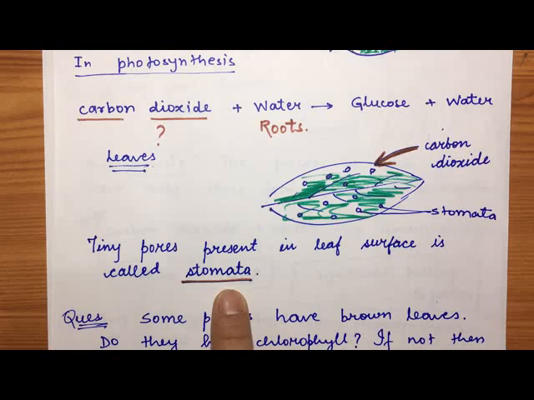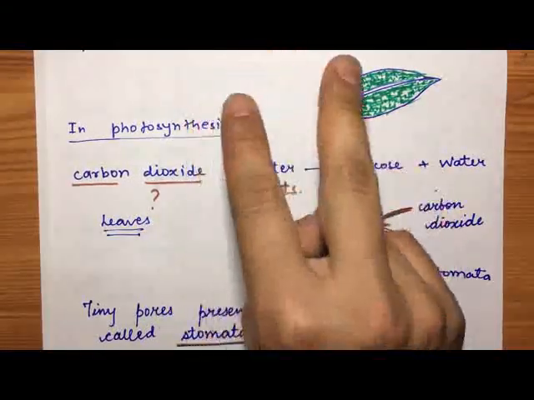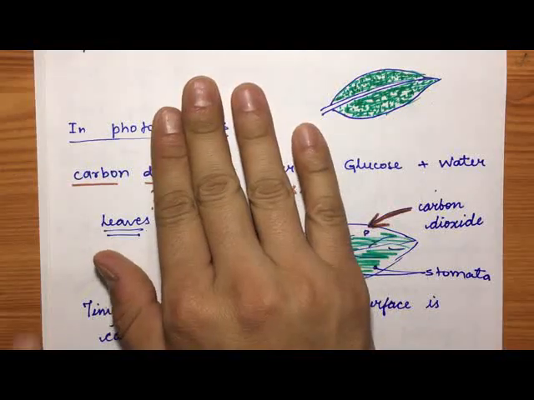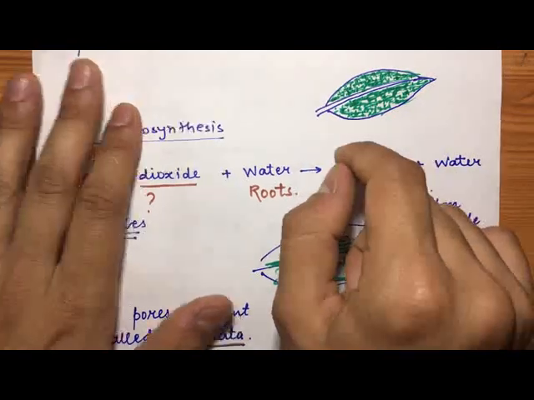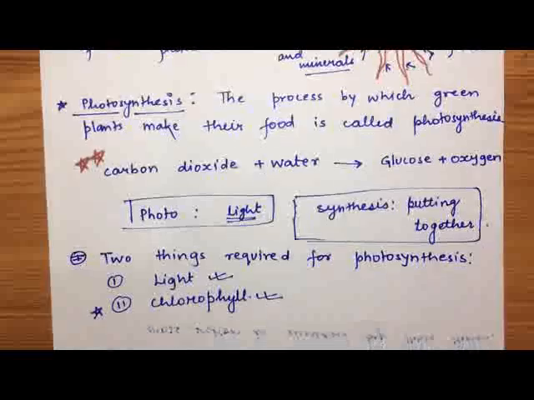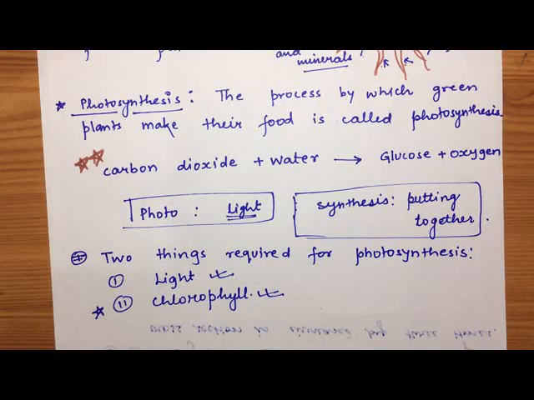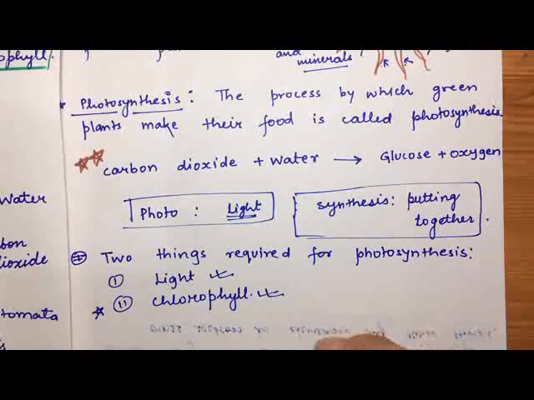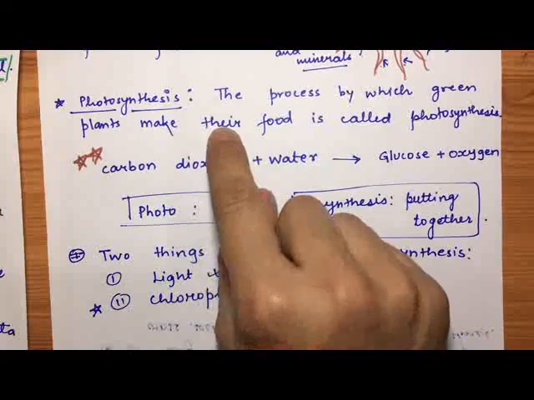Okay, and we had studied that photosynthesis is made up of two words. One was photo and another was synthesis. Photo means light and synthesis means putting together. I will advise you to memorize some definitions. You should know them. So I will advise you to memorize the definition of photosynthesis.